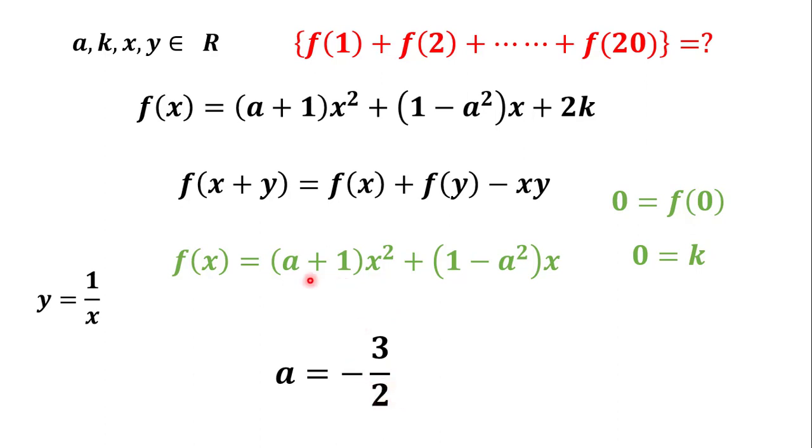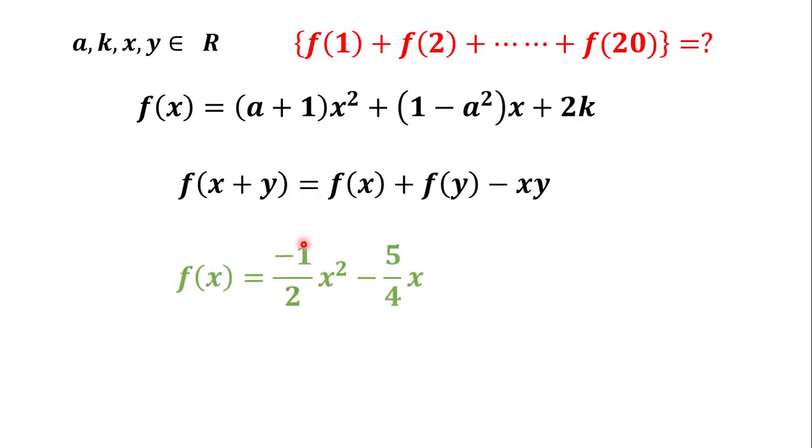We want to find an expression for f of x. Now we have a equals minus 3 over 2, and then by replacing a by minus 3 over 2 we can find f of x, and we get f of x equals minus 1 over 2 times x squared minus 5 over 4 times x.